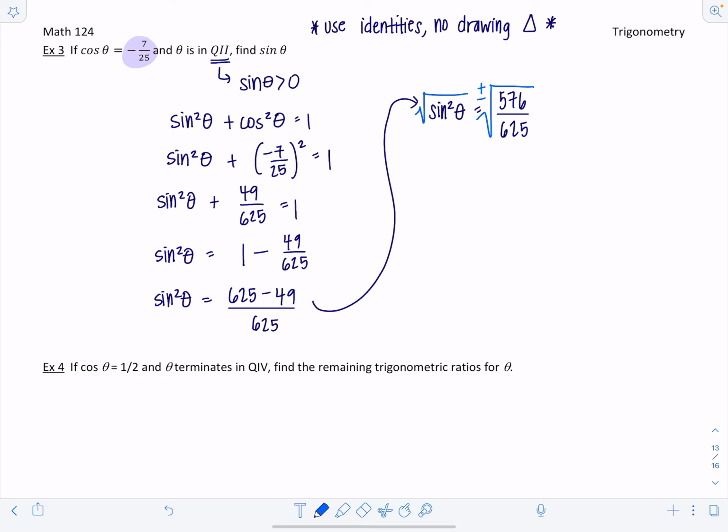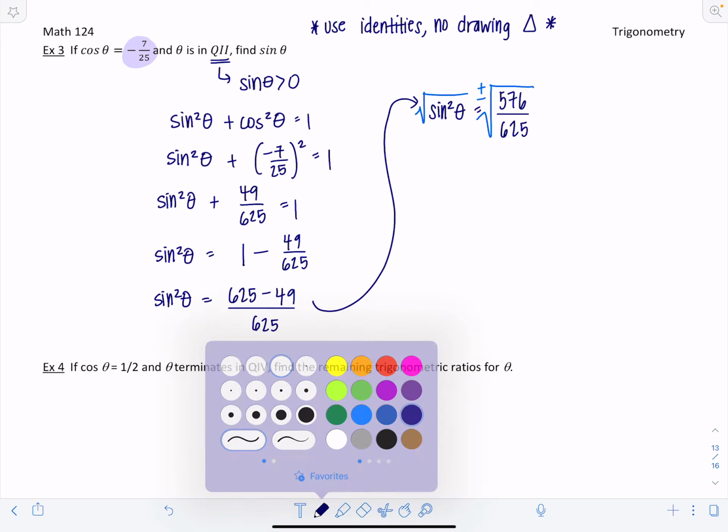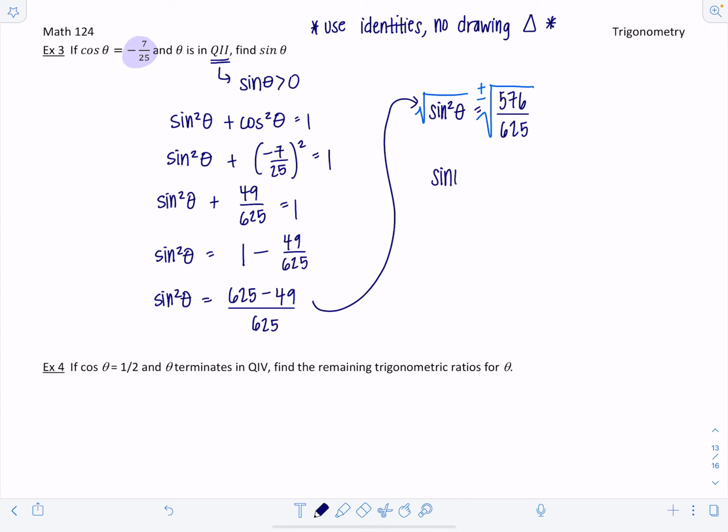I have plus or minus anytime I take the square root of both sides of an equation. And that tells me sine of theta equals plus or minus square root of 576 is 24, and square root of 625 is 25. Now you don't put plus or minus in your final answer, you have to pick which one it is. And remember, we said earlier, since they told us we're in quadrant 2, and I know the y values are positive in quadrant 2, sine of theta is going to be positive. So I choose positive 24 over 25.